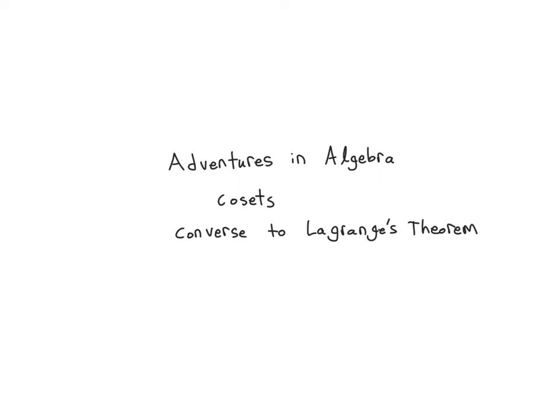So this adventure in algebra, we're going to continue studying cosets, and we're going to look at attempts to look at the converse to Lagrange's theorem. So we'll state what that means in a moment. The point is to try to figure out when you have a subgroup of G of a given order.